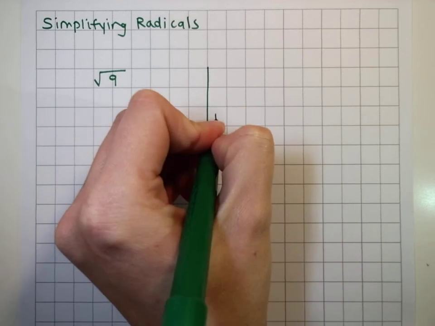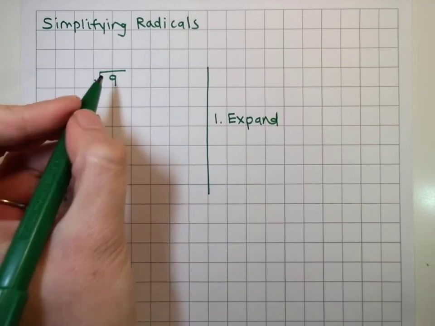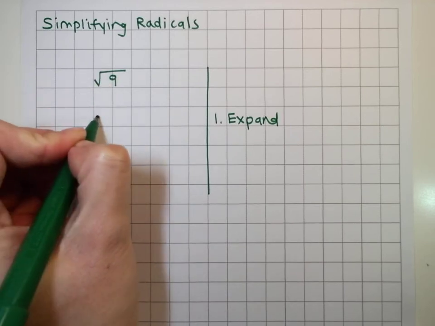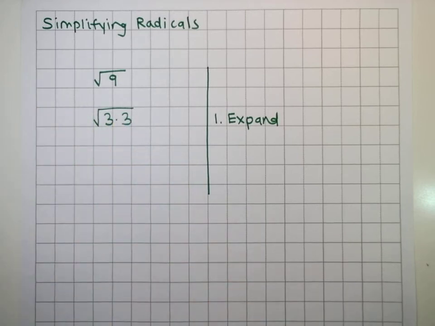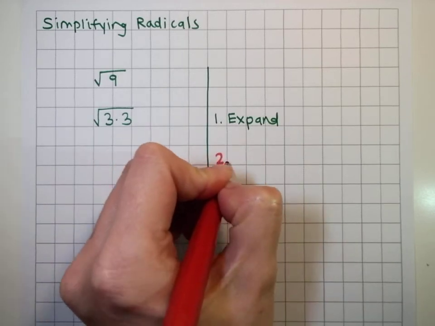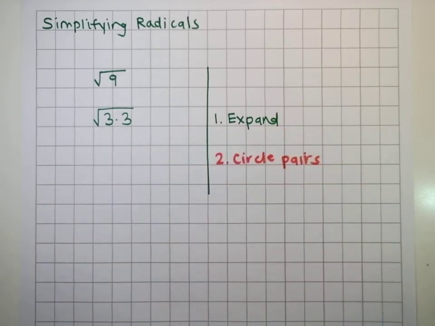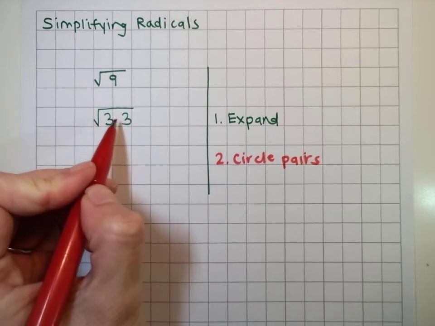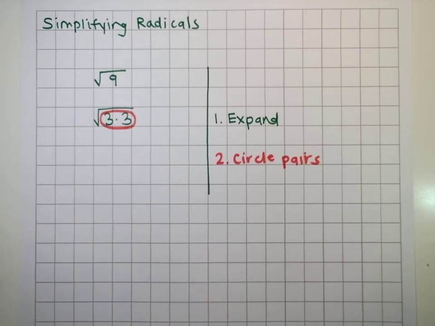The first step you need to do, like we've been doing this whole unit, is expand. So 9, what multiplies to give us 9? That's 3 and 3. Next, we need to circle pairs. So a pair means there are 2 of them. If there are 2 of them, we can circle them and bring them outside of the square root.